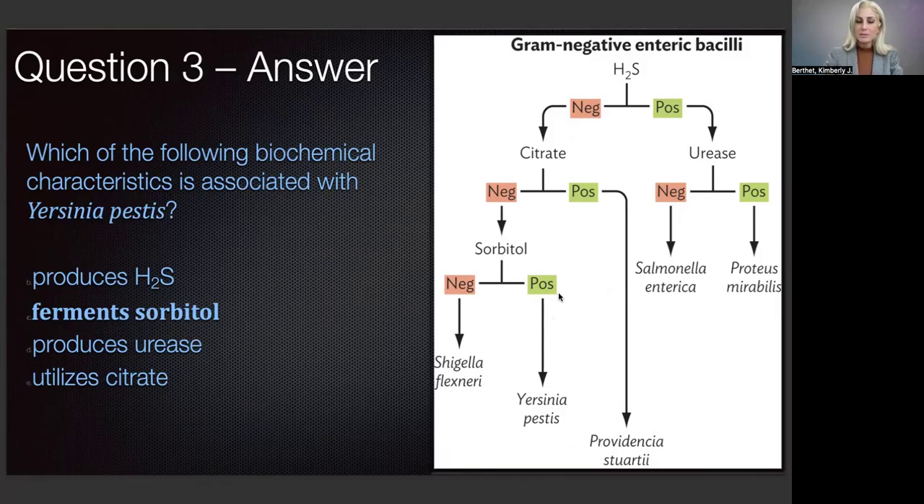Yersinia pestis is positive for sorbitol, so it ferments sorbitol. Moving up, it is negative for citrate, so again, does not utilize citrate. And then it's negative for hydrogen sulfide production. So here it says produces, but it does not produce hydrogen sulfide. So the only thing it does is ferment sorbitol. Here we see produces urease. That's on the other branch of the tree that we're not going down, as we're only focusing on Yersinia pestis and back calculating.